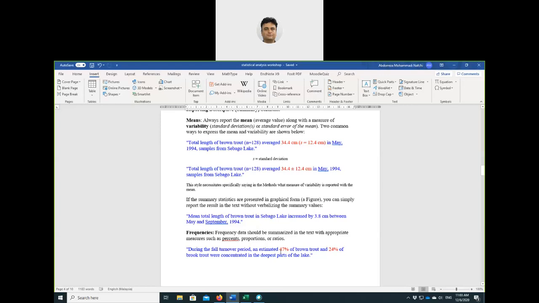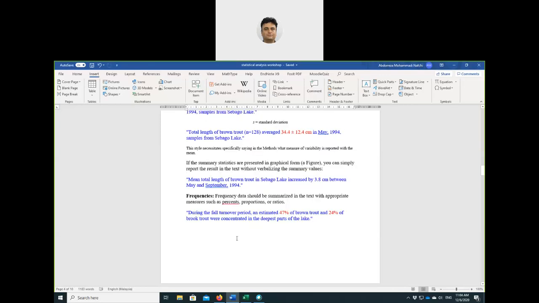For example, if you have 128, do not report 100 from this one and 20 from that one. Report the percent, report the proportion, or report the ratio.